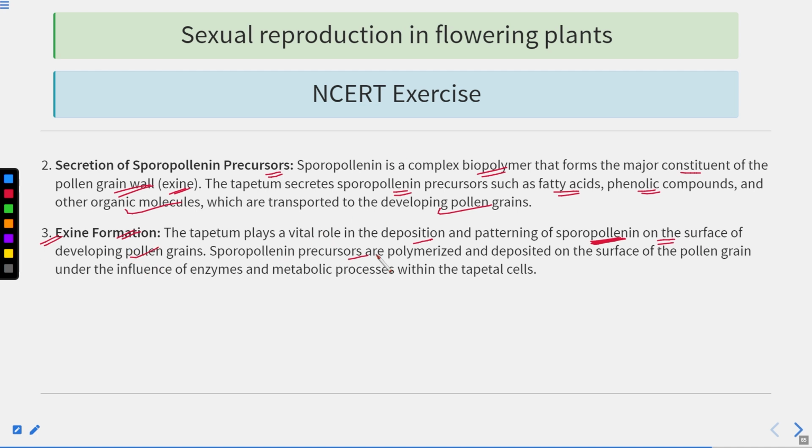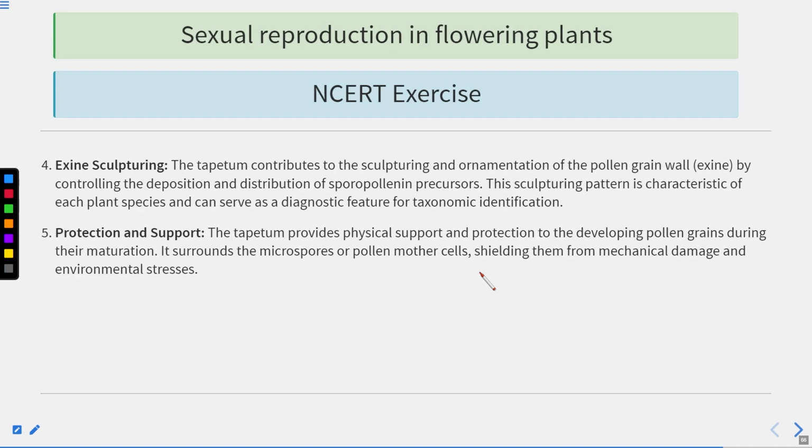Now, sporopollenin precursors are polymerized and deposited on the surface of the pollen grain under the influence of the enzymes and metabolic processes happening within the tapetal cells. Now, next is exine sculpturing. The tapetum contributes to the sculpturing and ornamentation of the pollen grain wall, which is the exine, by controlling the deposition and the distribution of the sporopollenin precursors.